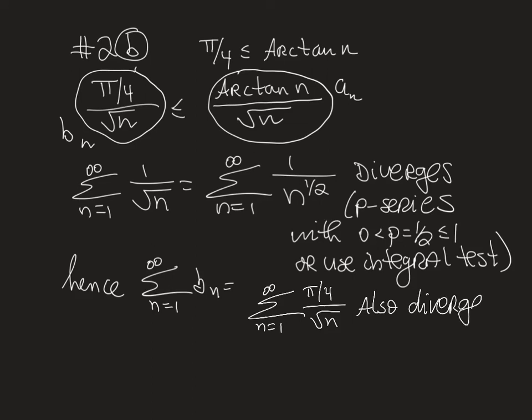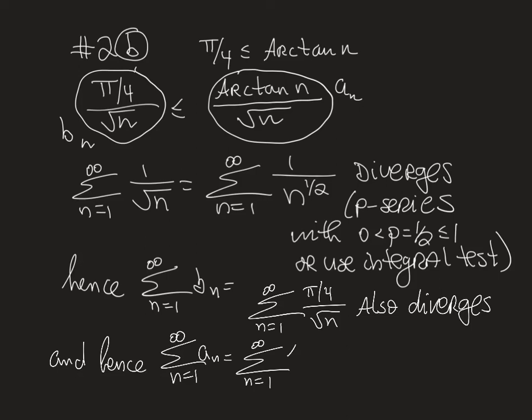Now, since a sub n is greater than or equal to b sub n for all n, we conclude that the a sub n series, arctan of n over square root of n, also diverges by the comparison test.